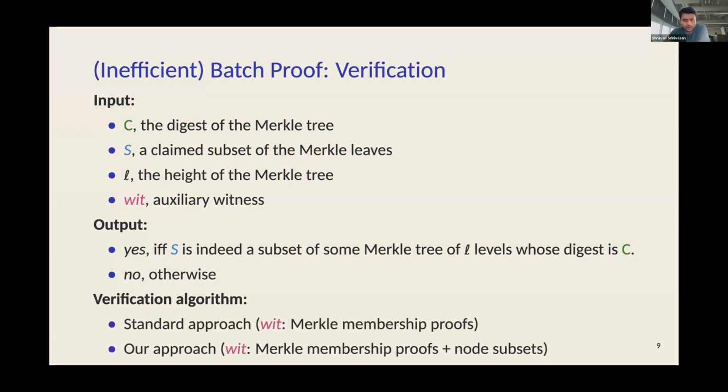In this talk, for illustration purposes, I'm going to present two algorithms. The first one is the standard approach where you have individual Merkle membership proofs. Using that as a witness, you can verify if the batch proof is in fact correct. And the second one is our approach. We use this approach in addition to the membership proofs. We also use something called node subsets, which I'll define precisely later. We use additional witnesses to verify the same Merkle batch proof.